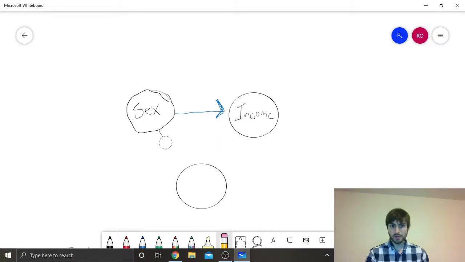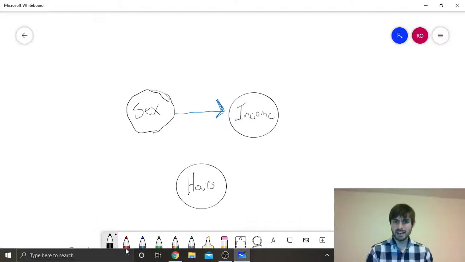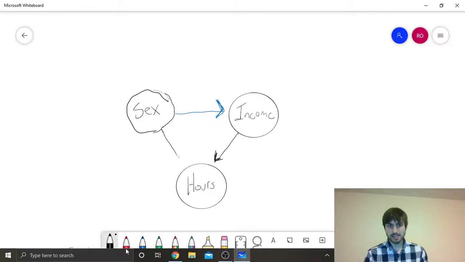The thing is, this isn't the only way we can draw the graph, can we? So this is hours worked. It's true that hours affect income, but it's also true that income, the amount you're earning at your job, might affect how many hours you're working. This is basically just a labor supply curve. If you're making $10 an hour, you'll probably work fewer hours than you will if you're earning $20 an hour. So now the graph looks like this.